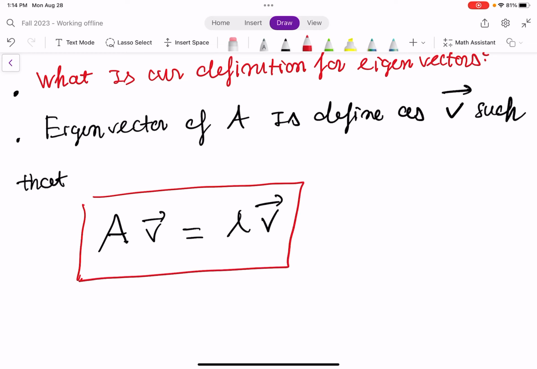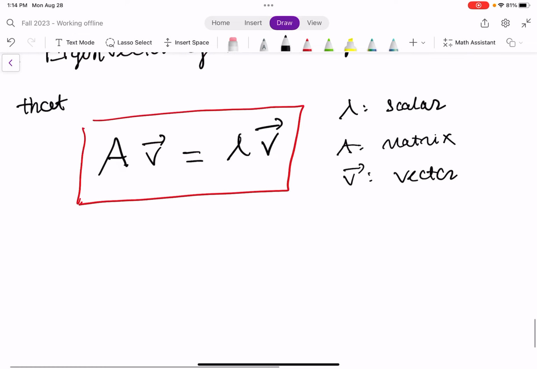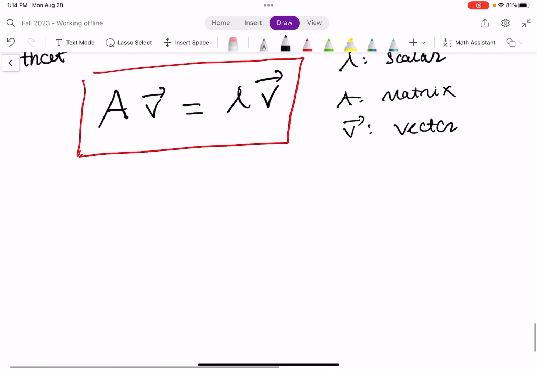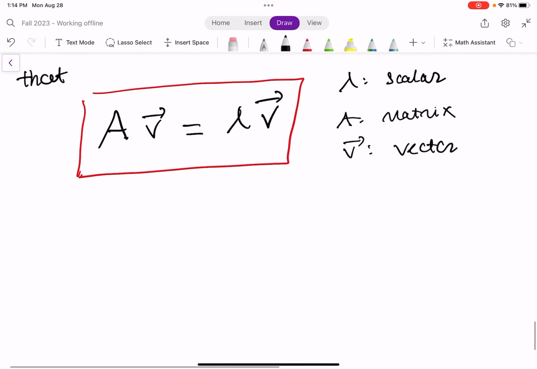Where lambda is a scalar, and A is a matrix, and V is a vector. And all the V values you can find later are going to be your eigenvectors. Okay. But before finding eigenvectors, we need to find the eigenvalues. So how do we do that? Let's go ahead and manipulate this expression.